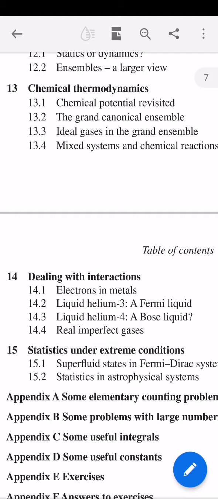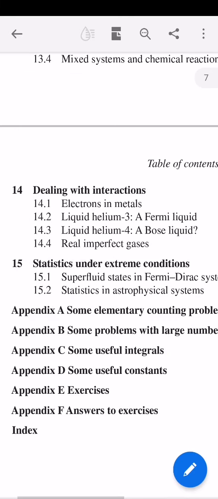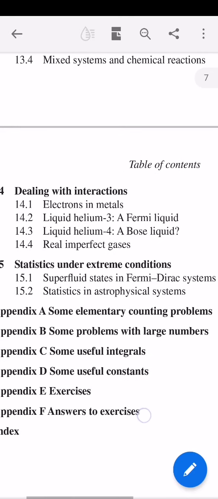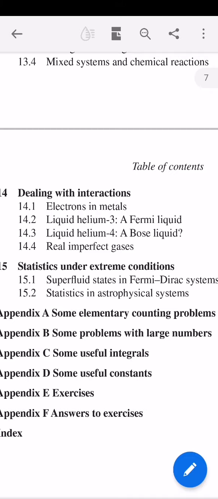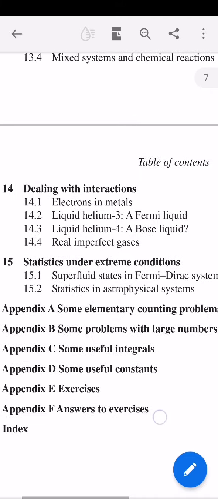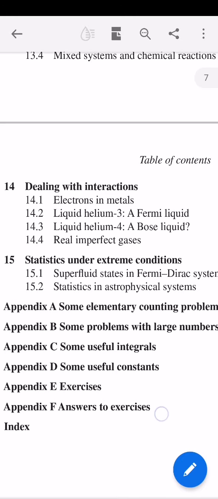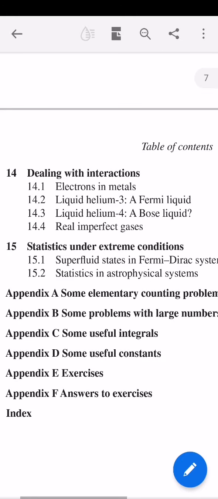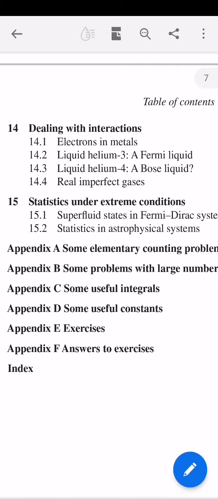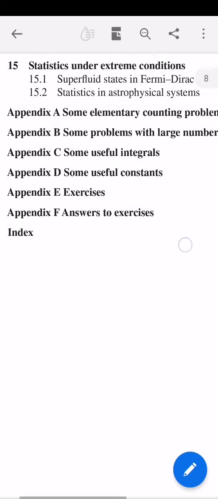Does not relate to the book, but then you've got appendices. Appendix A is about counting problems, and then appendix B is about problems with large numbers, and then integrals, constants, like every book does. Every Springer book has a very comprehensive list of constants, and then exercises, answers to exercises, and that's that.